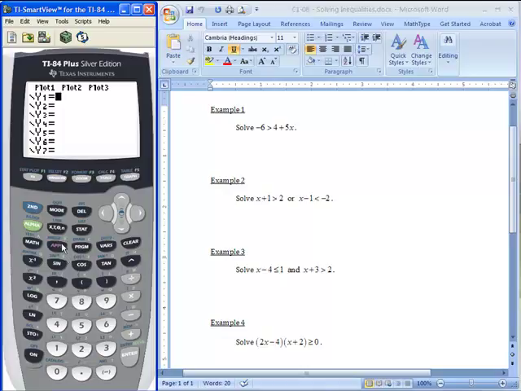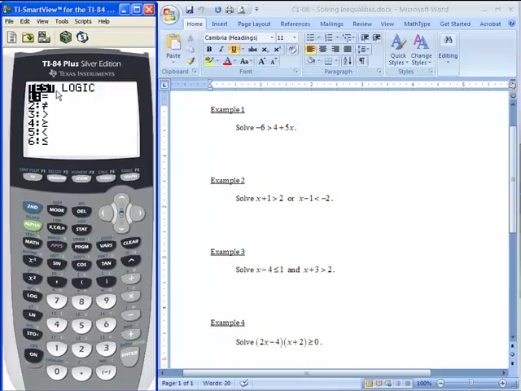And let's start by typing in x plus 1 is greater than 2. To get that greater than symbol, we need to press the second key and the math key to get to the test menu. And we'll choose option 3 in this case for greater than 2. And then we need to put an or in here. Well, we also get that in the test menu. So we're going to press second and math again.